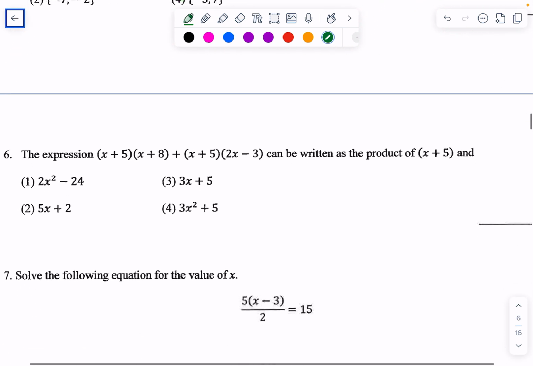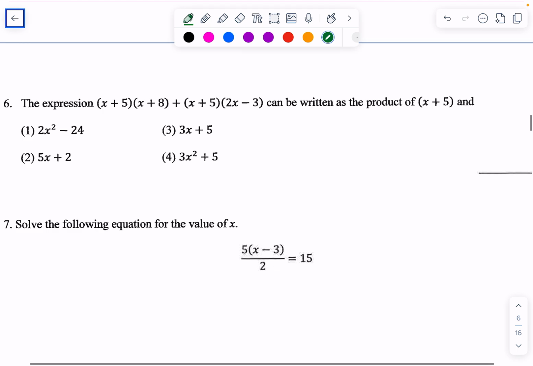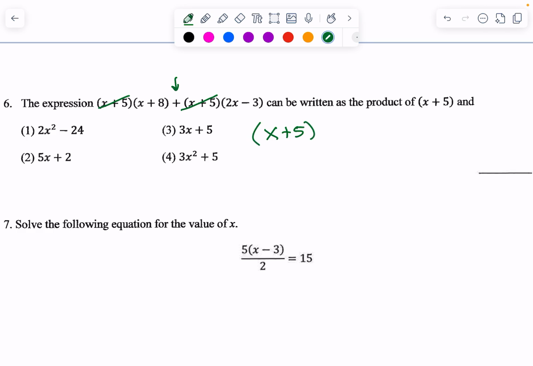Number 6. Again, if we factor by grouping, we could take out a common factor, x plus 5 and x plus 5, and I had said that several times. So it's that times what's left, x plus 8 plus 2x minus 3. So this is x plus 5, this is 2, this is 3x plus 5. So this is choice 3.